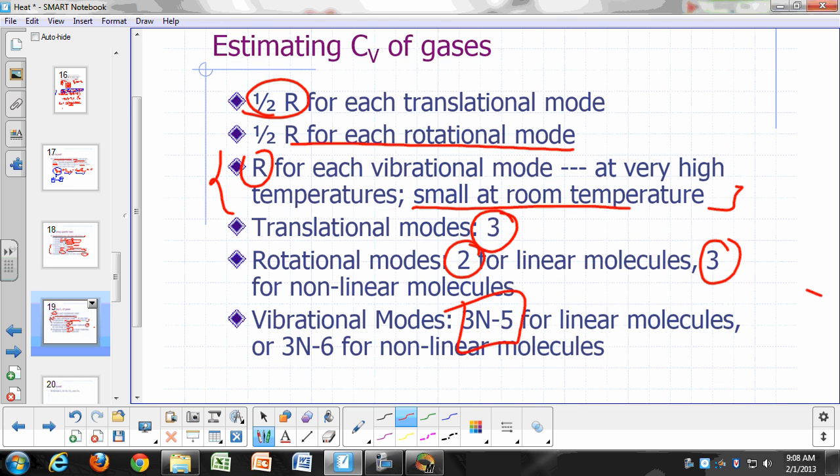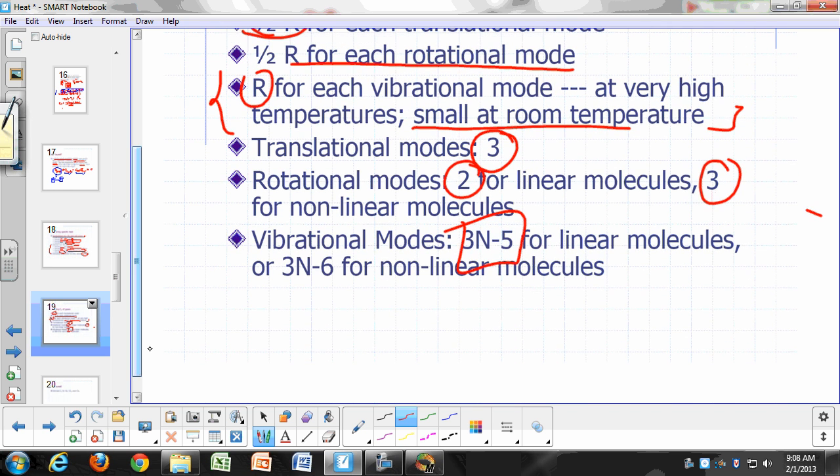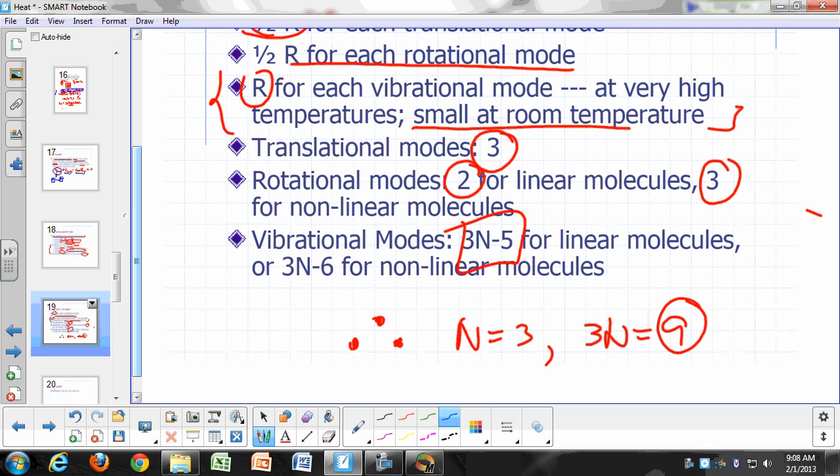Why 3n minus 5? Well, remember, if you have n atoms in a molecule, let's say you have 3 atoms, how many coordinates do you need to describe the motion of the three atoms? If n equals 3, 3n would be 9, right? You can describe the motion of each atom separately: X, Y, and Z for atom 1, X, Y, and Z for atom 2, X, Y, and Z for atom 3. So there's 3n total modes of motion. You need 3n coordinates to describe the motion of the atoms.